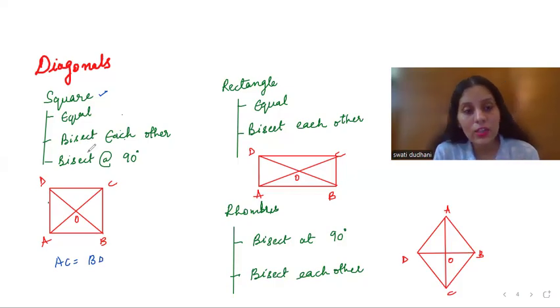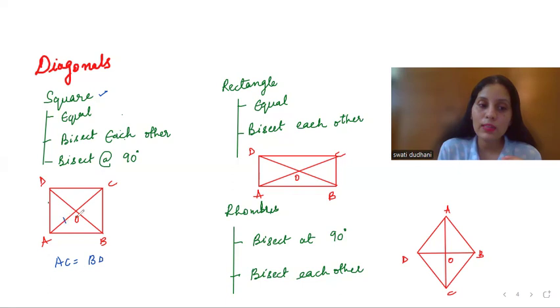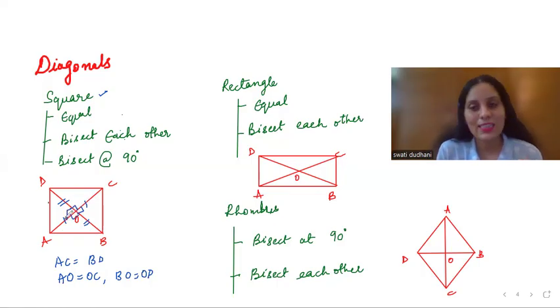Diagonals bisect each other. Bisect means the diagonals are divided into two equal parts. This equal to this equal to this. That means AO equal to OC and BO equal to OD. And last, diagonals bisect at 90 degrees. So here they are all 90 degrees at the center.